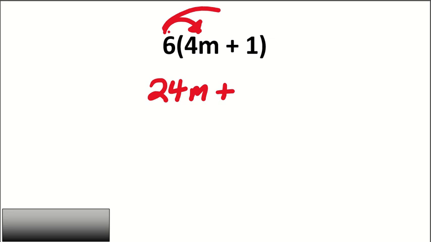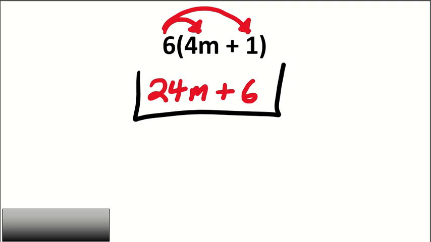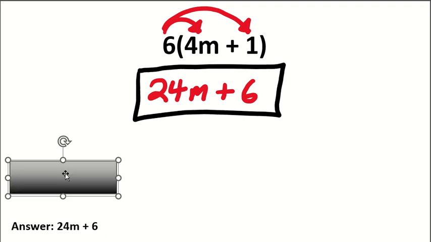All right, once again, we're going to distribute the 6. 6 times 4m is 24m. Bring our plus sign down, and then 6 times 1 is going to be 6. And now we've rewritten this using the distributive property as the sum of 2 terms.